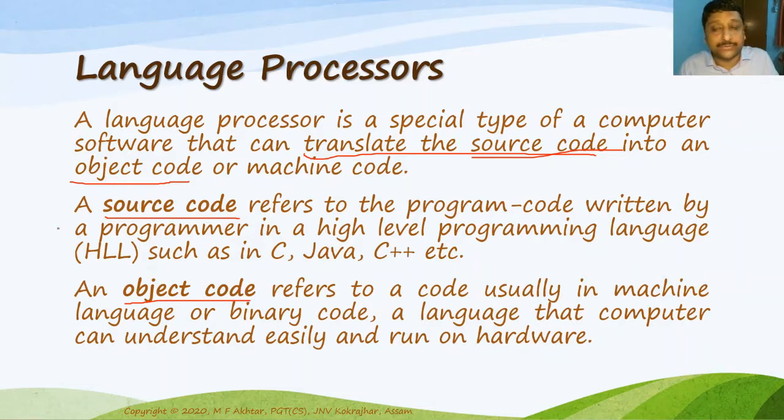Now what is source code? We understand the program written in any programming language is known as source code. This source code is not directly understood by the computer. So a language processor is needed to convert this source code into object code. Understood? Now source code is converted to object code, and then object code is directly understood by the computer, and the computer executes these instructions and gives the output of the program.